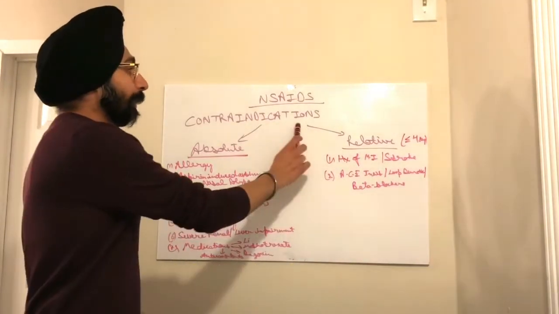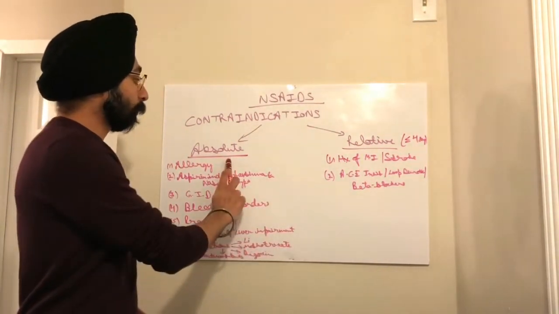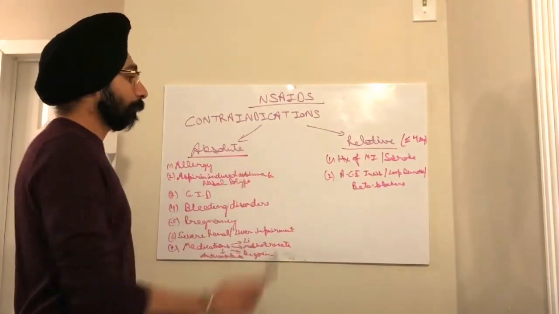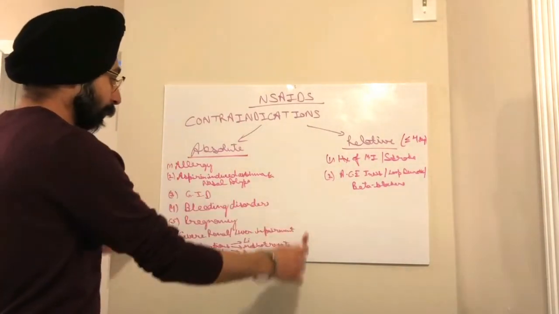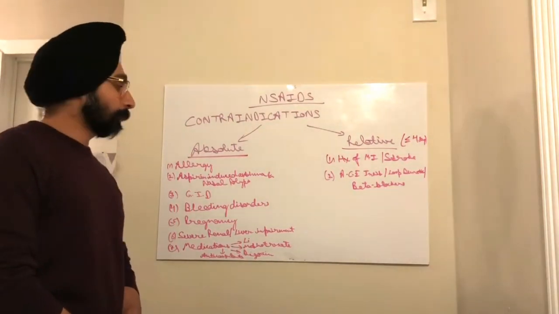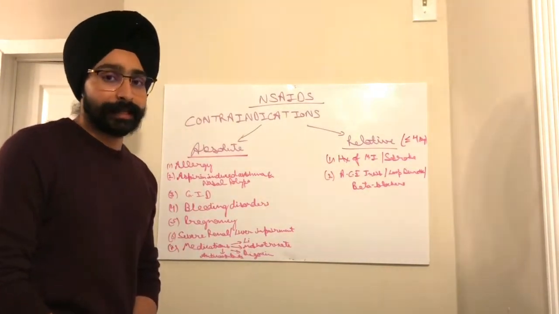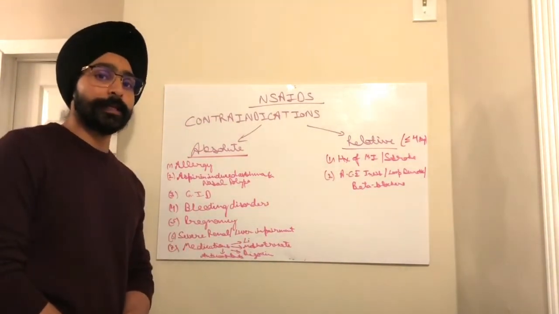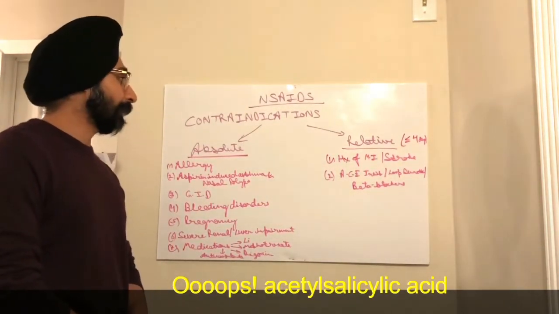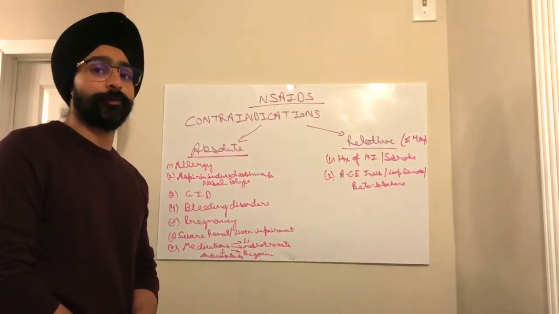Now comes the contraindications of NSAIDs. The contraindications are divided into two groups. One is absolute contraindications and the second is relative contraindications. In absolute contraindications, there are certain scenarios where NSAIDs are absolutely contraindicated. Let's walk through them one by one. The first is allergy to aspirin or any other NSAID. If a patient is allergic to aspirin or salicylic acid or any NSAID, then that patient should not be given any NSAID. In that case, NSAIDs or aspirin are contraindicated.